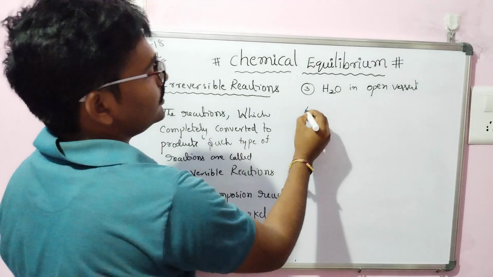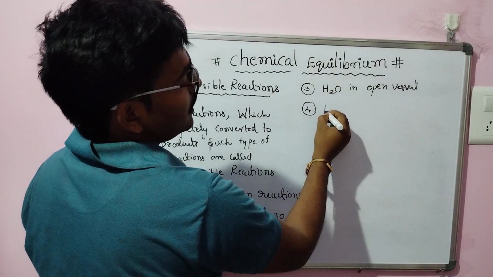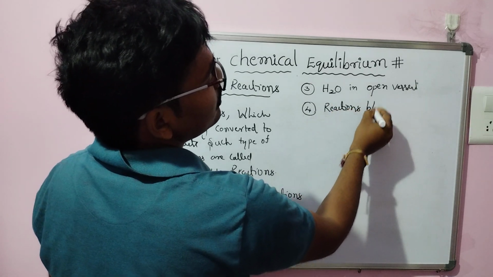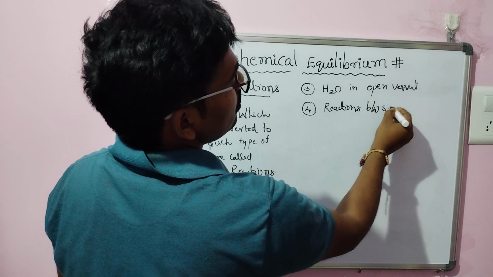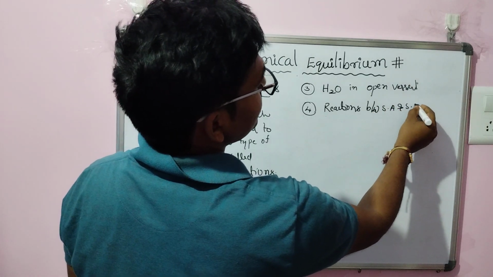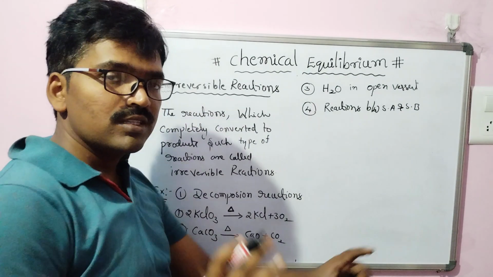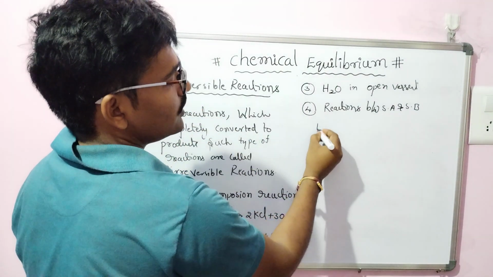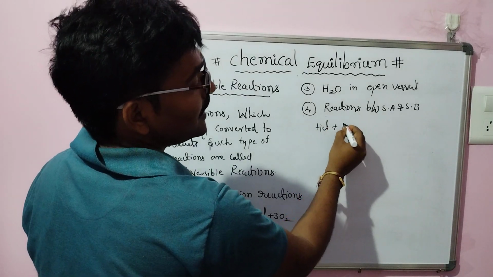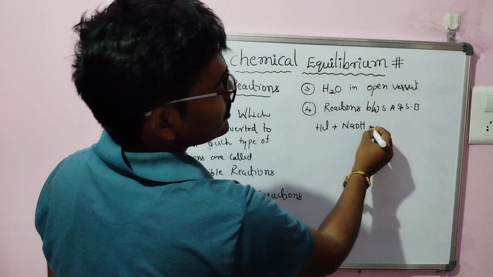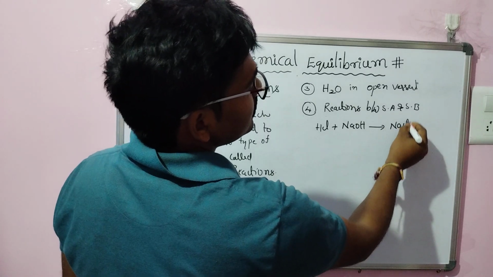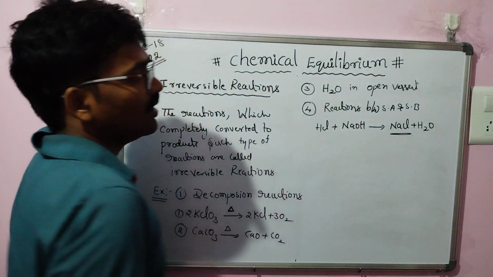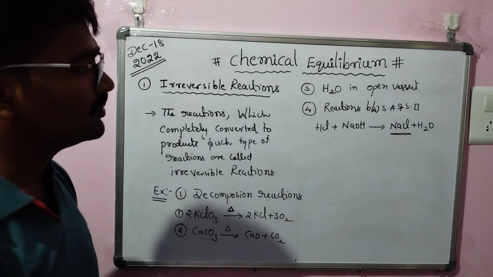Then one more: reactions between a strong acid and a strong base. The reactions between a strong acid and a strong base are also irreversible reactions. For example, if you take HCl plus NaOH, it gives rise to NaCl plus H2O. Such reactions are irreversible reactions.